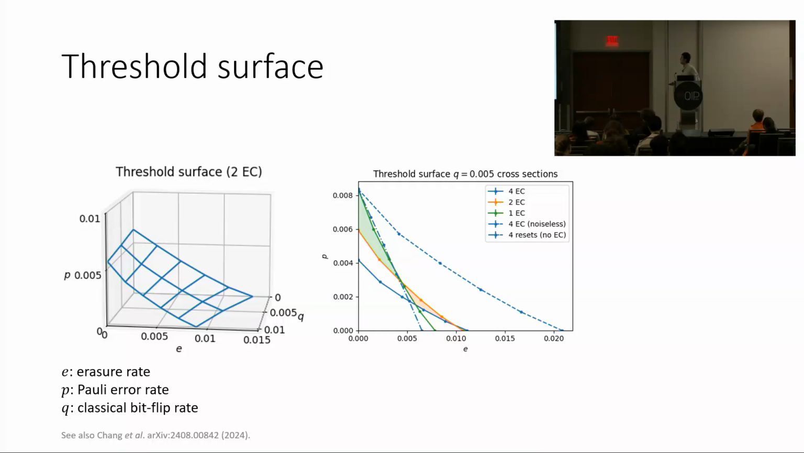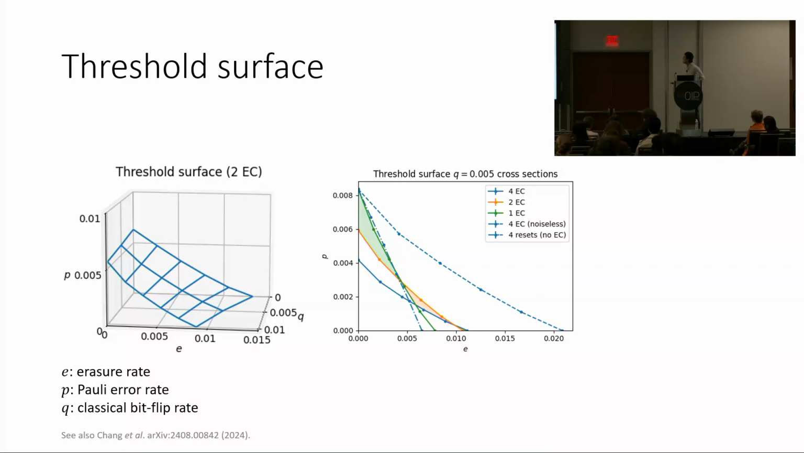So we see that for low erasure rate, when there's mostly Pauli errors, it's going to be better to use the less frequent erasure check schedule. And when there's more erasures, it's going to be better to use more frequent erasure checks. So maybe that's not too surprising. But one interesting thing here is that even when you have almost no Pauli noise and only erasure noise, the 2 erasure check and 4 erasure check schedules are almost doing the same, which means that the 4 erasure check schedule is actually causing a lot of noise into the system.